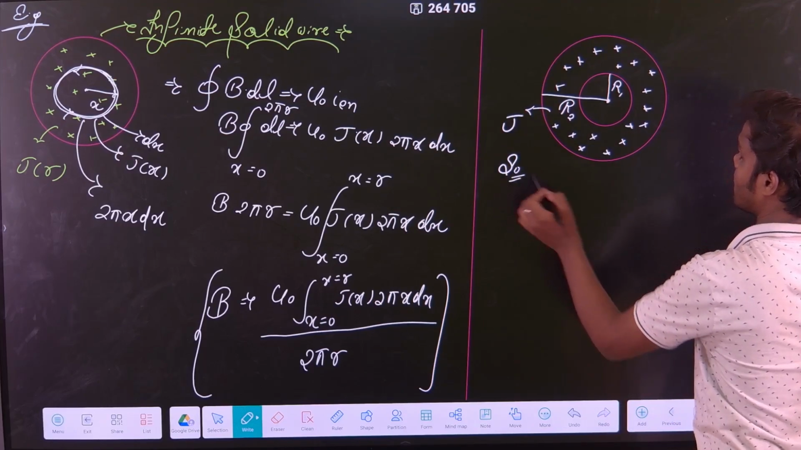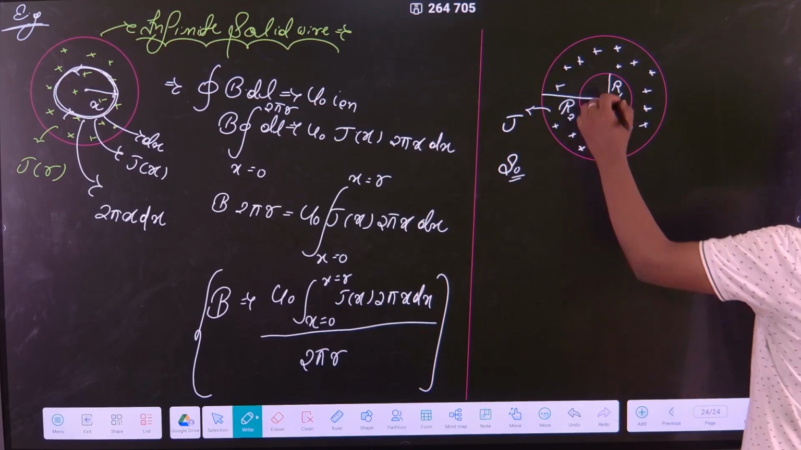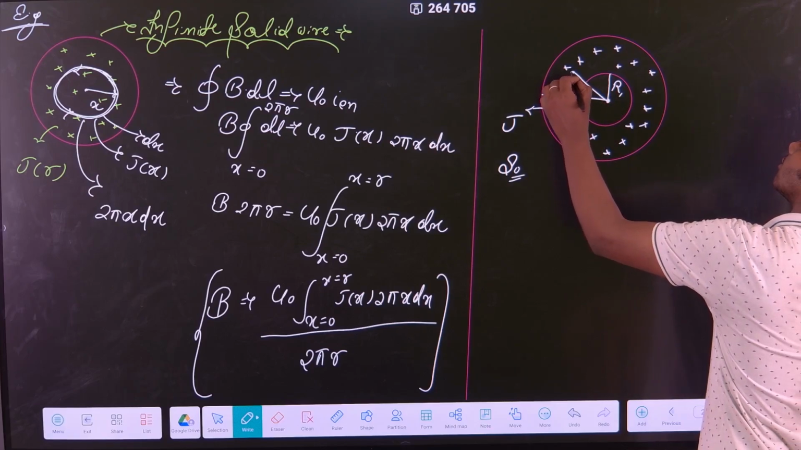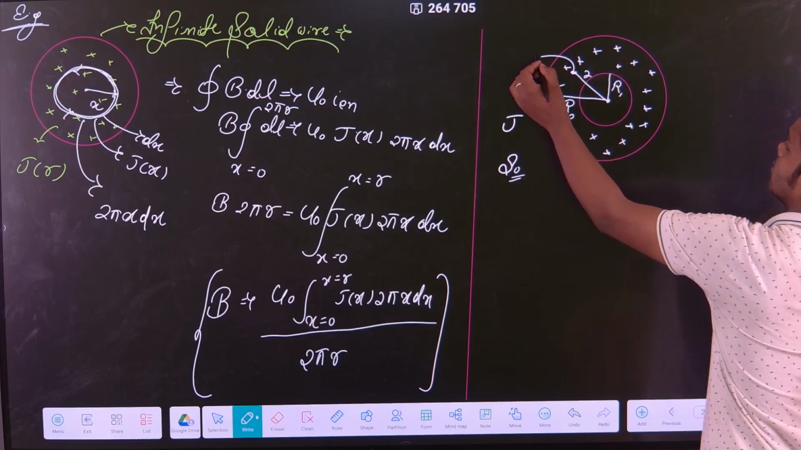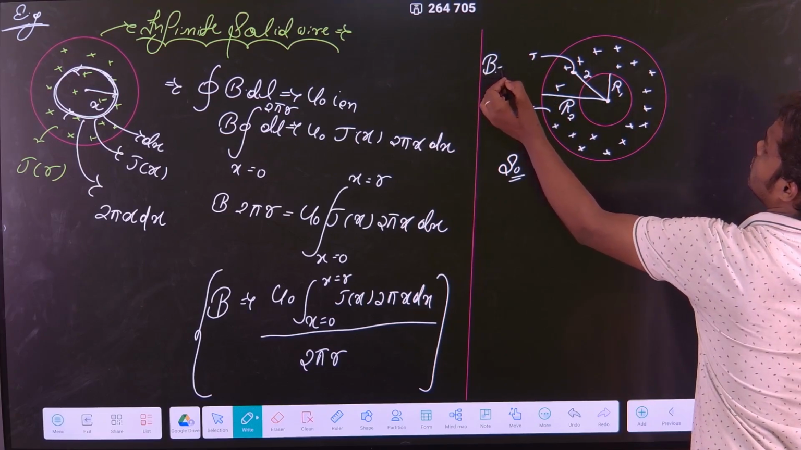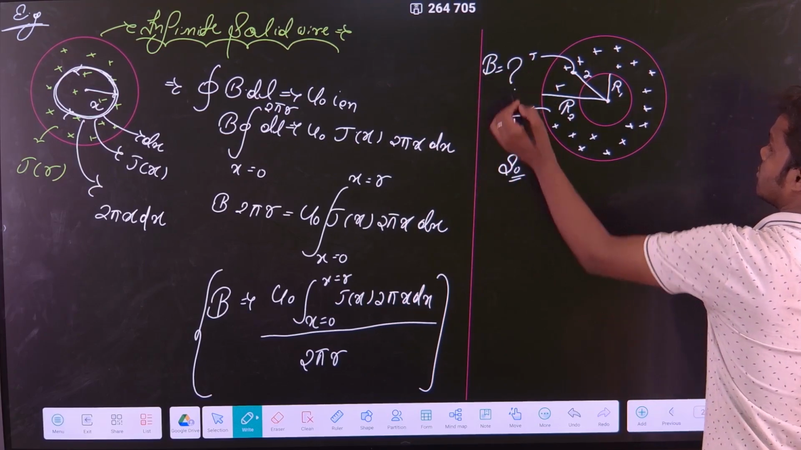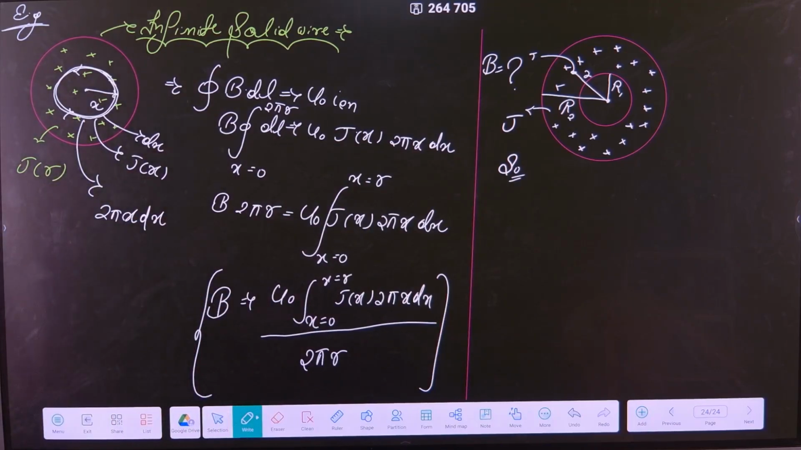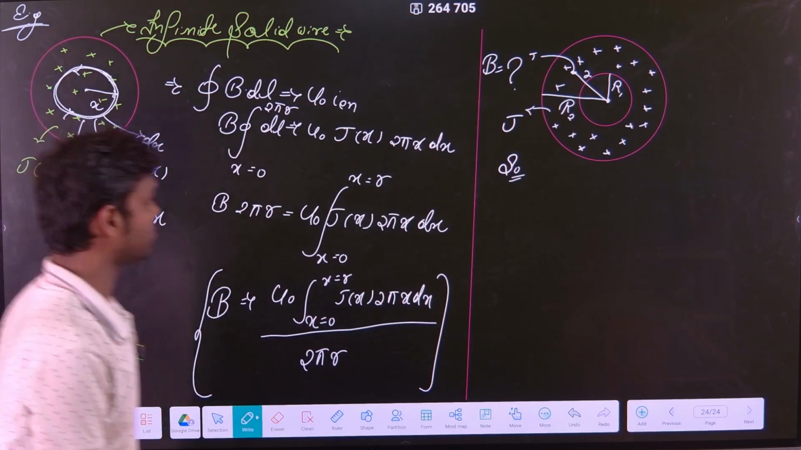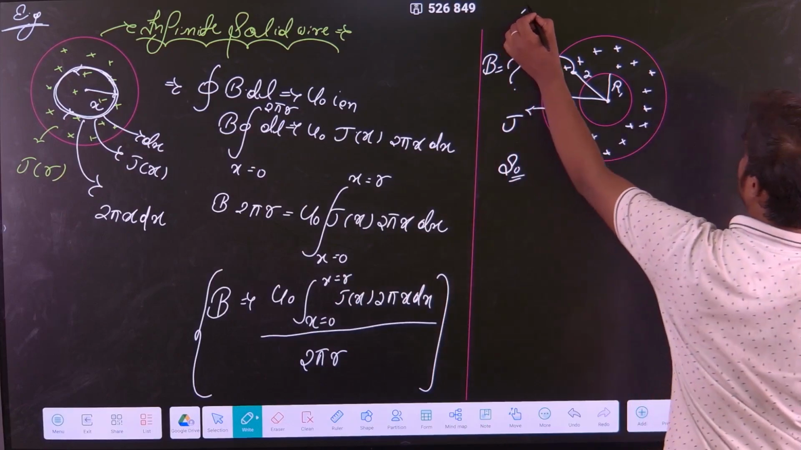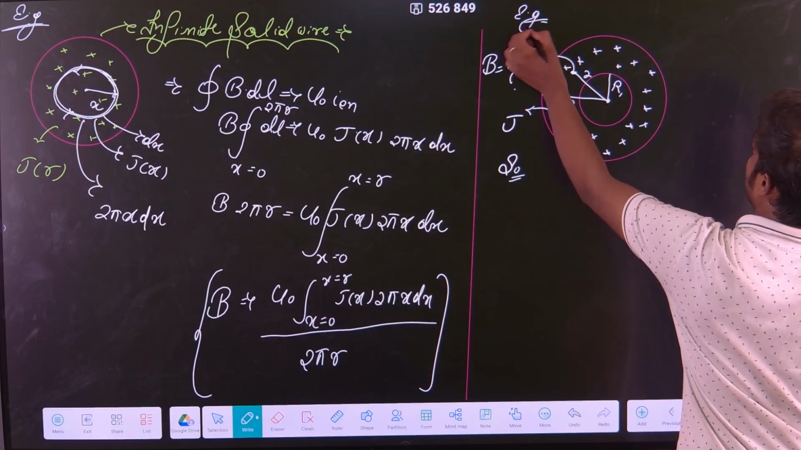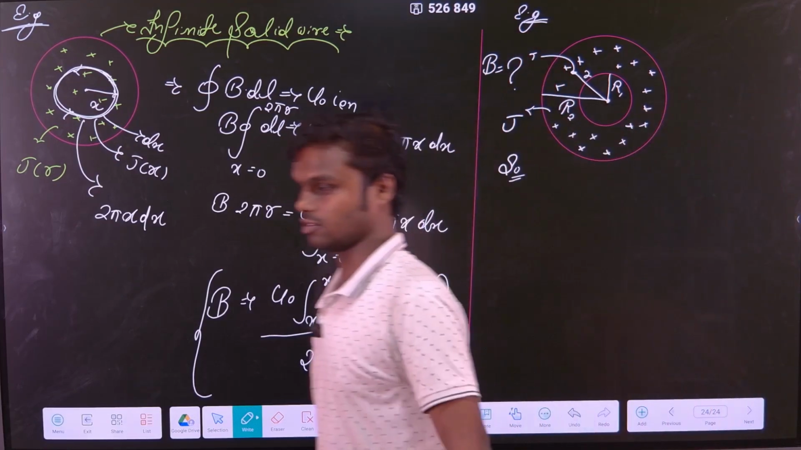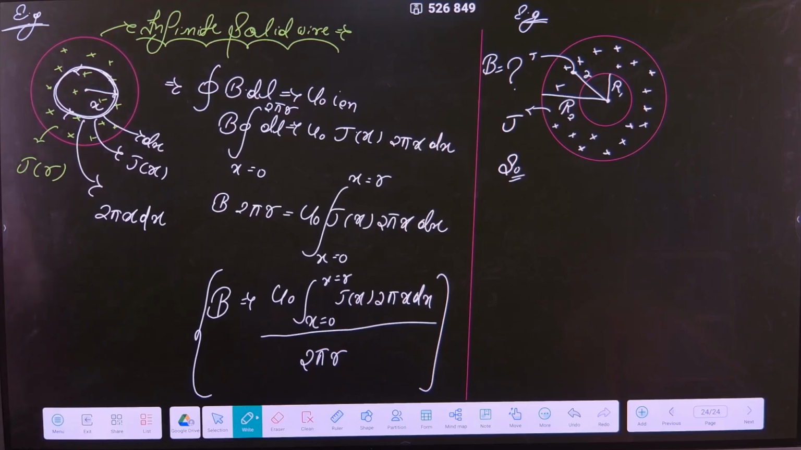So my question is, what is the magnetic field at a distance r, somewhere at this point? What is the magnetic field here? Solve it and tell me the answer. It's a famous question. Every institute used to solve this question. So just tell me, what is the magnetic field for this?